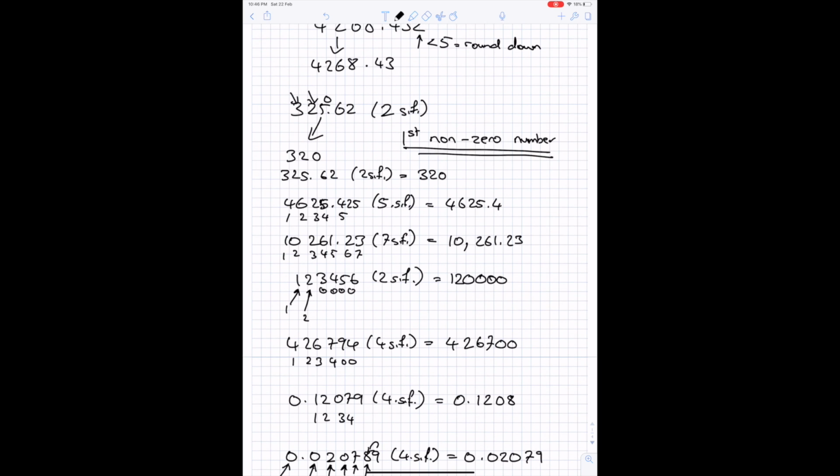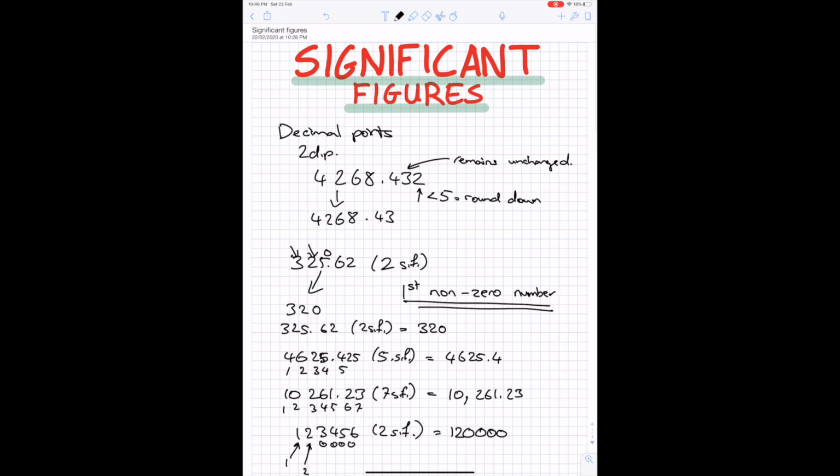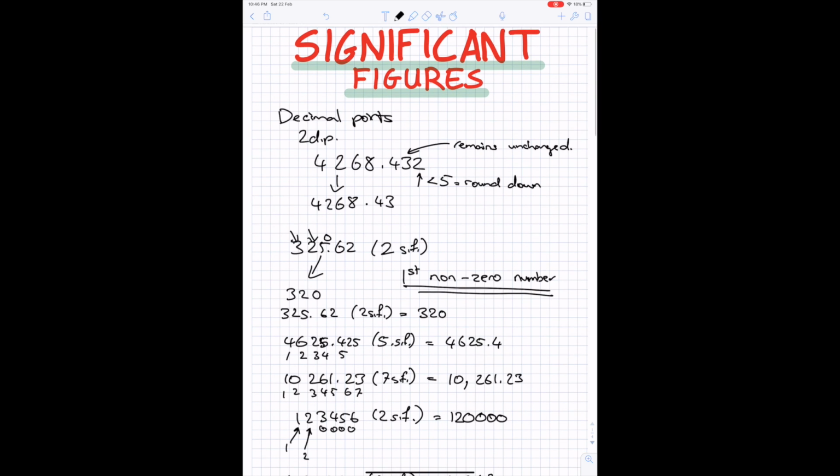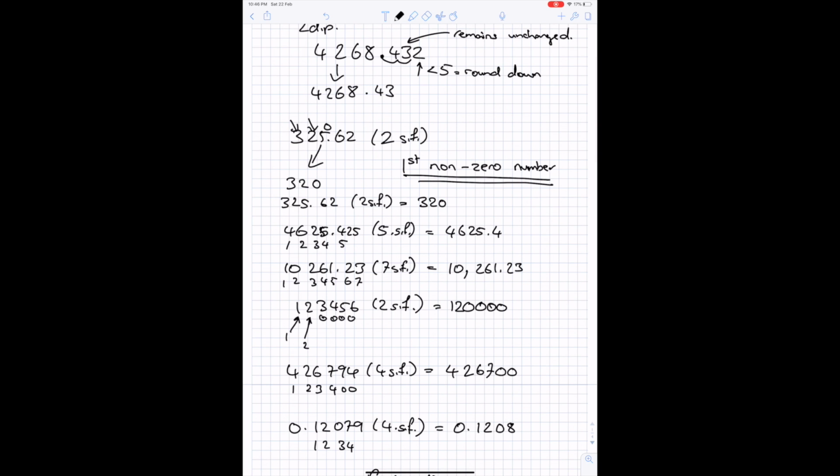But remember, significant figures is a method of recording precision, to what degree of precision we want an answer. You count it from the first non-zero number, whereas with decimals you count after the decimal point. So if it's 2 decimal points, you count 1, 2. Significant figure is the first non-zero number.